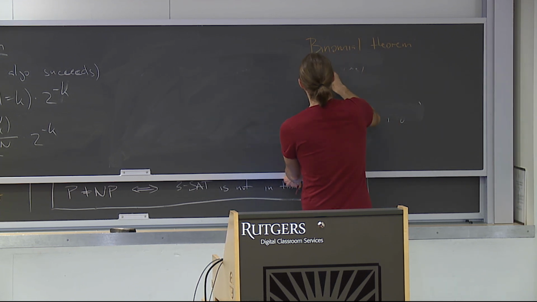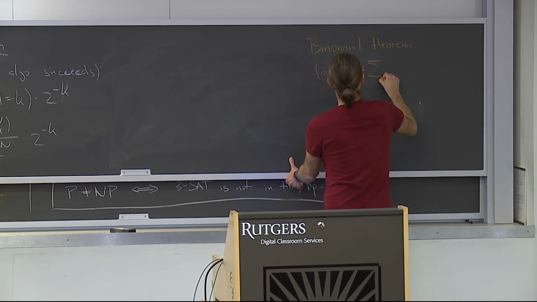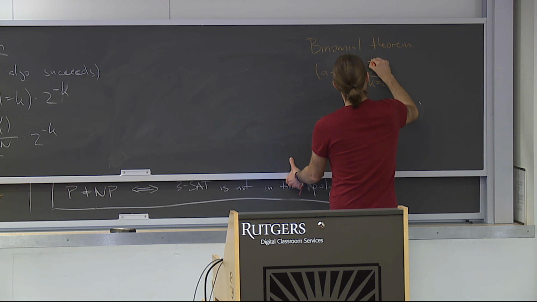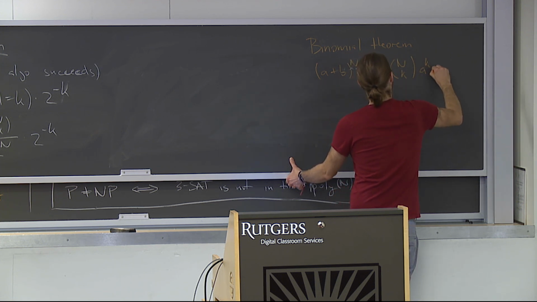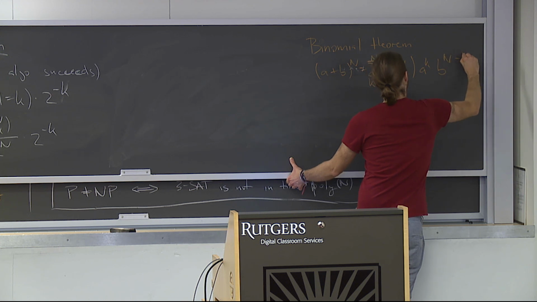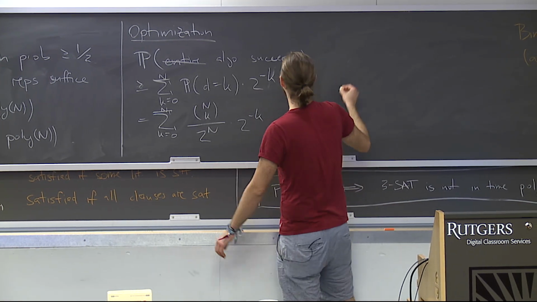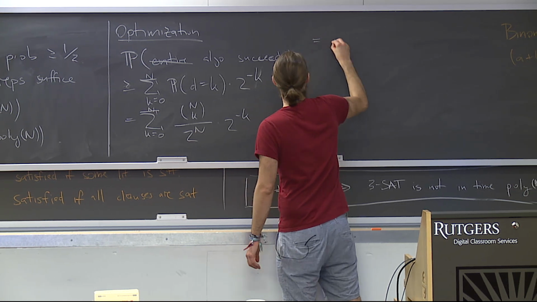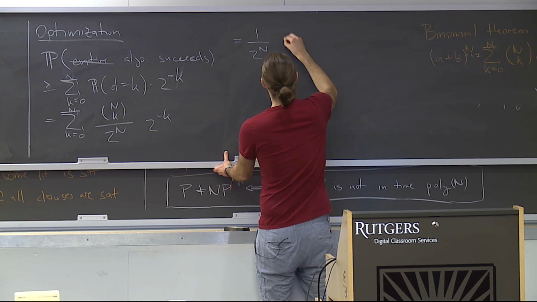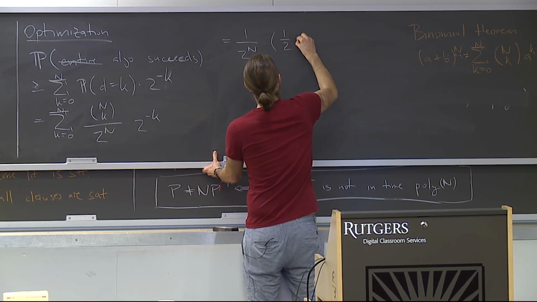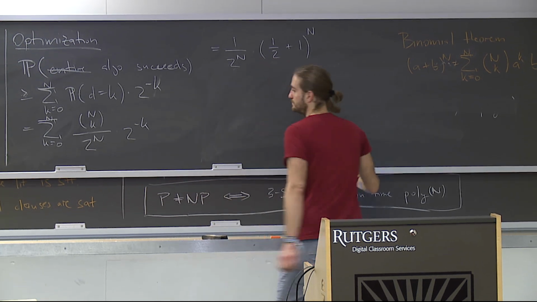Which states that (a plus b) to the n can be expressed as this sum. You've all seen it before. I'm just writing it here so that you can verify that this actually happens to be 1 over 2 to the n times (half plus 1) to the n.